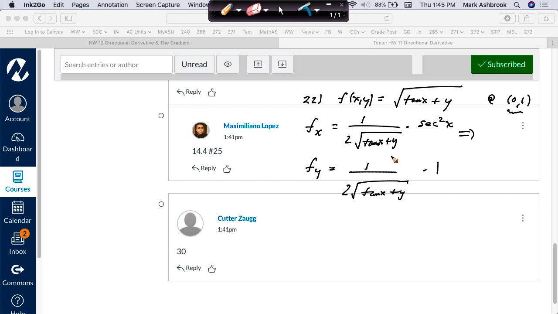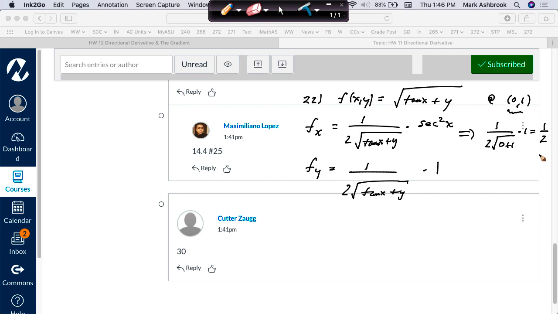So x is 0. Tangent of 0 is 0, right? Sine over cosine will be 0. And secant squared of 0 is 1, right? Because secant is 1 over cosine, so it's going to be 1. And then y is 1, so I'm going to get 1/2: 1 over 2 times the square root of 0 plus 1, times 1, is 1/2.